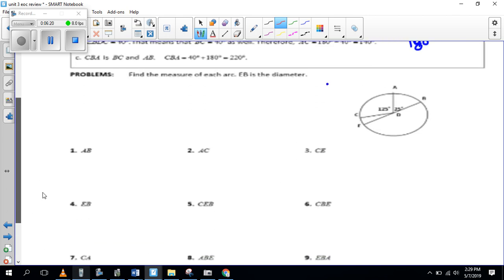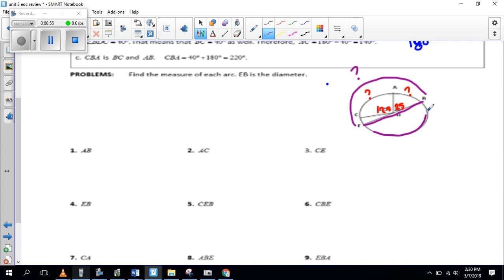I want you to try these. Remember, when you're doing these, this is 125. This is a central angle. What do we know about this arc? We got 25 over here. What do we know about this arc? That should help you out. It also tells you the diameter. They have a diameter of EB. So here's your diameter. It separates them. So here to here, how much should it be? And then from here to there, how much should that be? And then work out these here.